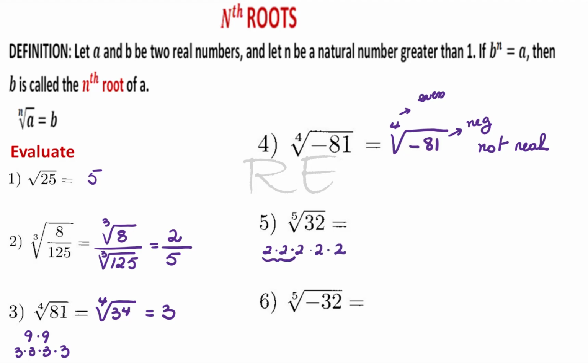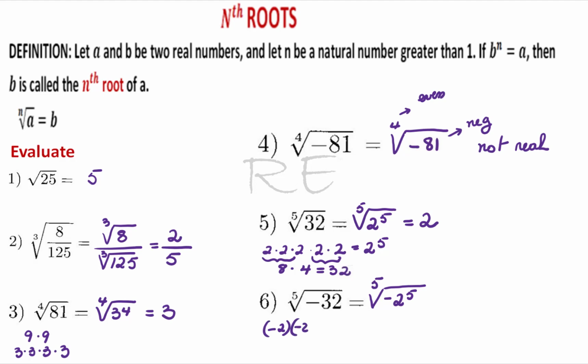Fifth root of 32 will be the fifth root of 2 to the 5th, because 2 to the 5th is 32, and the 5th root of 2 to the 5th is 2. The 5th root of negative 32 is the 5th root of negative 2 to the 5th, and negative 2 times negative 2 times negative 2 times negative 2 times negative 2 is negative 2 to the 5th, which will be equal to negative 2.